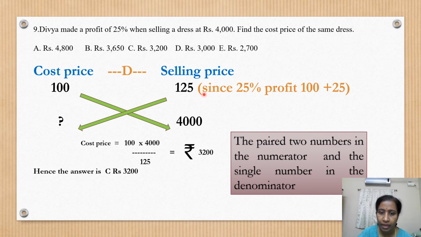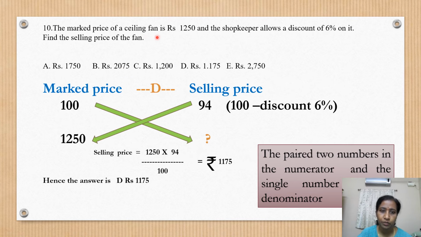Why 125? 100 plus 25%. So 125. If the selling price is 4,000, what would be the cost price? So the same X: the two connected numbers in the numerator, one single number in the denominator, and you get the answer 3200.